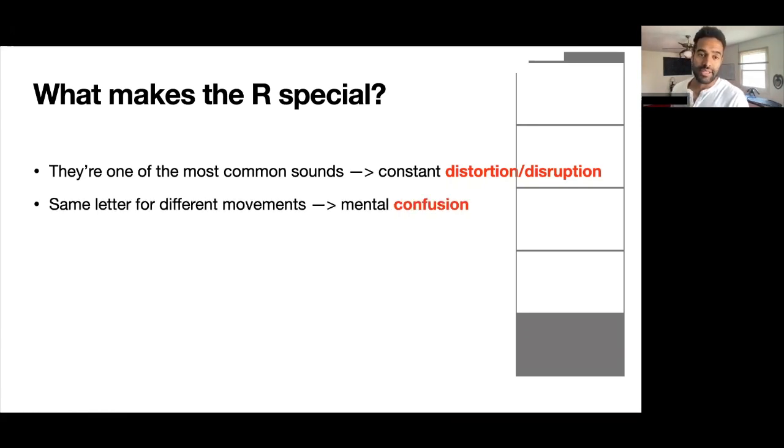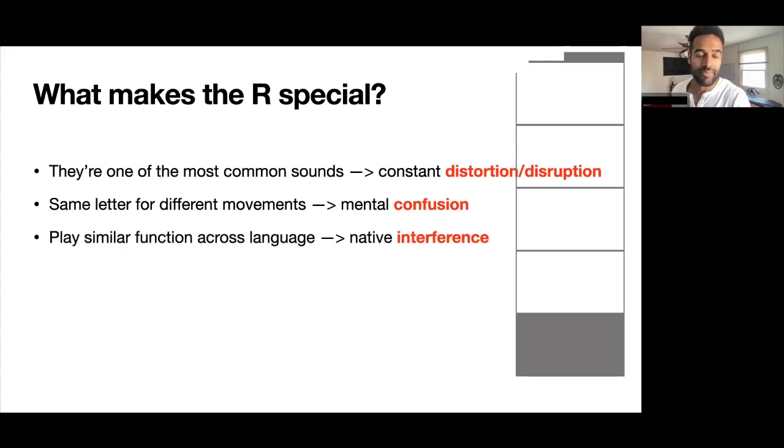Another reason why we confuse it is because the same letter R we use to symbolize many different movements, many different sounds. So the R in English is different from the R in Spanish. There's actually two R's in Spanish. In French, there's three different ones. All of these different sounds are being represented by a single symbol. So much of the mispronunciation I hear when I hear people speaking languages isn't because they can't make the movement. It's because they're confusing it in their heads because of the letter, right? So it just makes things more complicated for us.